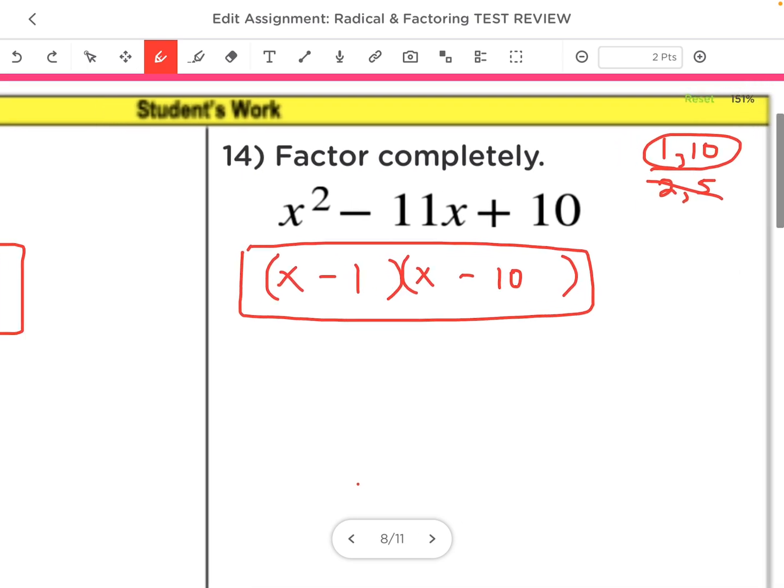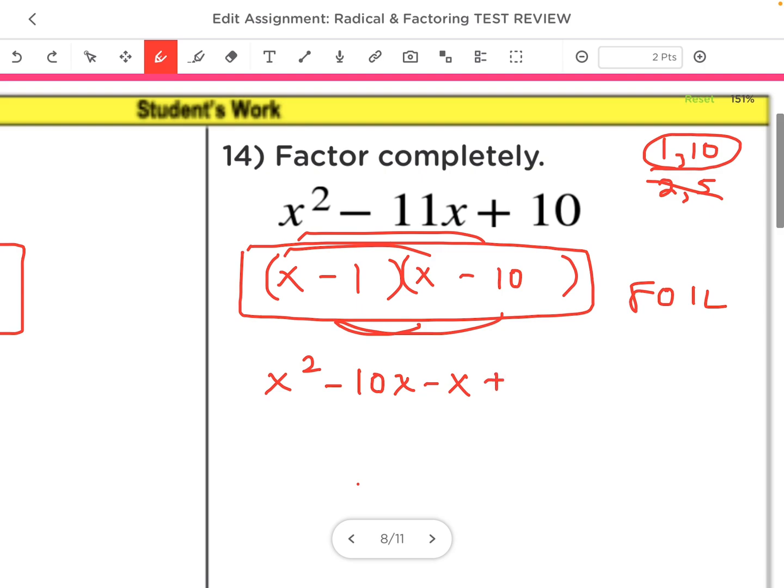Now, when you're taking your quiz, you can always refoil those out. And so if I did x times x is x squared. And if I multiply it on the outside, that's minus 10x. On the inside, that's minus 1x. And negative 1 times negative 10 would be positive 10. And so if you FOIL that out, it should be the same as the original. So that's a way to check it. But this is our answer. That is how we factor that original problem.